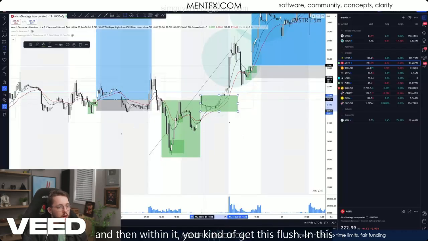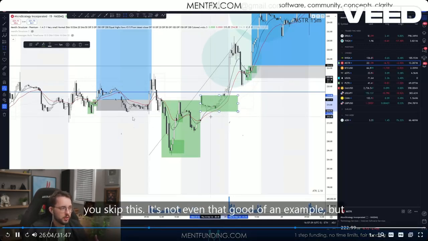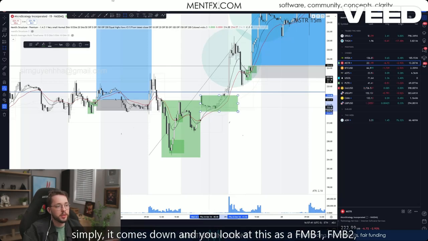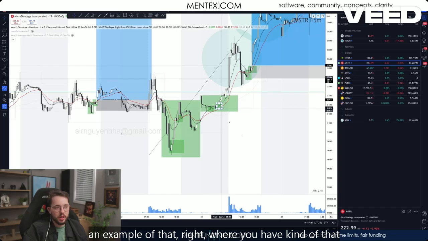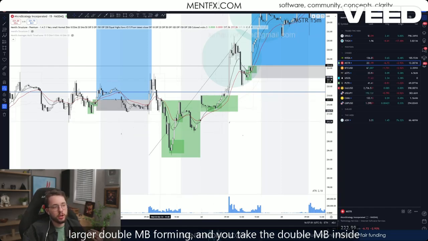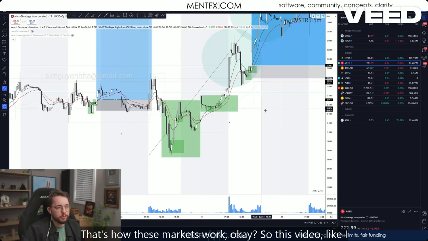And then within it, you kind of get this flush. In this case, the flush doesn't even come to the averages. So maybe you skip this, it's not even that good of an example, but simply, right, it comes down and you look at this as a FMB1, FFMB2 or FMB2, and you enter the trade through there. That's just an example of that, right? Where you have kind of that larger double MB forming and you take the double MB inside of it. Because again, these are all fractals of each other. That's how these markets work, okay?